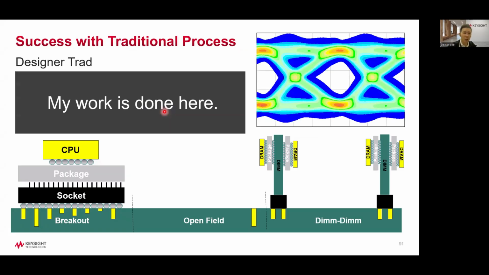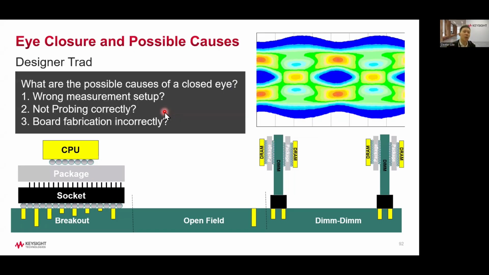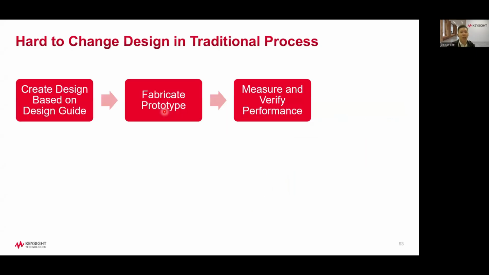So if the eye is open, then the designer's job is done here, right? It meets all the standards. But if the eye is closed, then there are so many questions that need to be addressed. What is the possible cause of a closed eye? Is it due to wrong measurement setup, bulk fabrication done incorrectly, not probing, and so on?